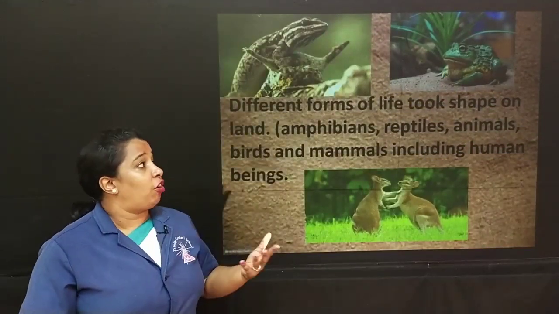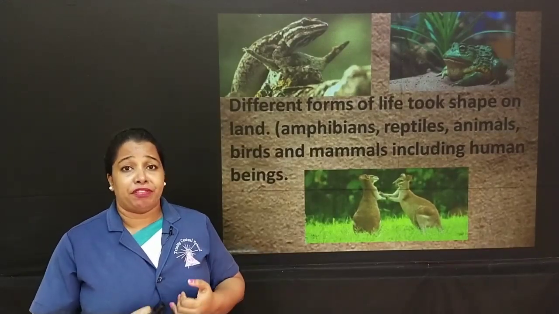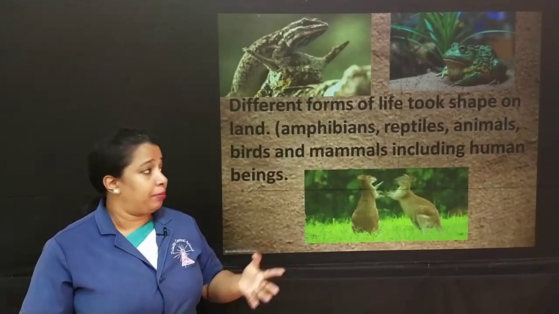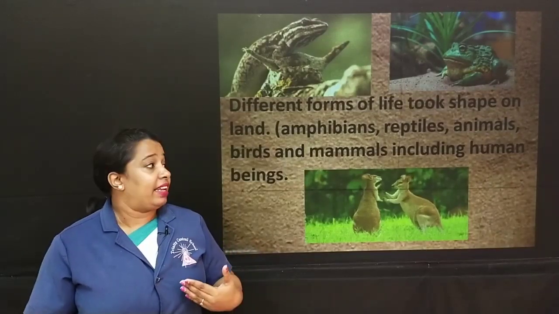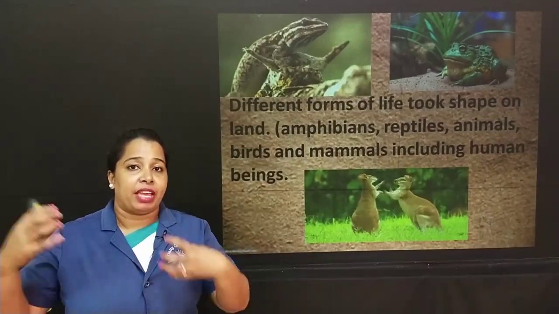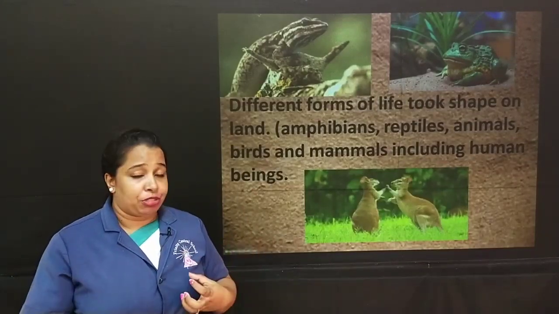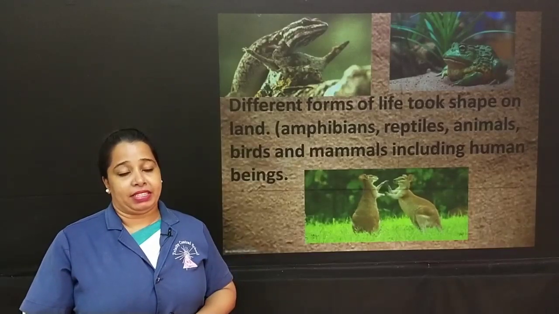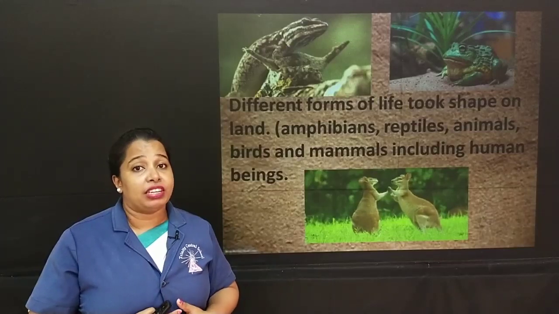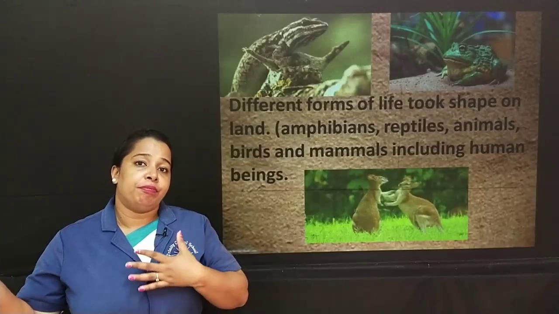Later on, different forms of life took shape on Earth, like amphibians. Amphibians may be frogs, or reptiles like lizards and snakes, animals, birds, mammals, and including human beings. So this is how life came on Earth, gradually with different types of animals, amphibians, reptiles, and human beings. And in the next part we are going to learn how man was evolved and the evolution of mankind.